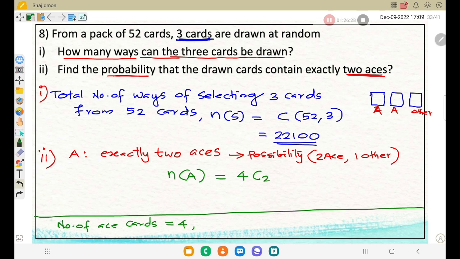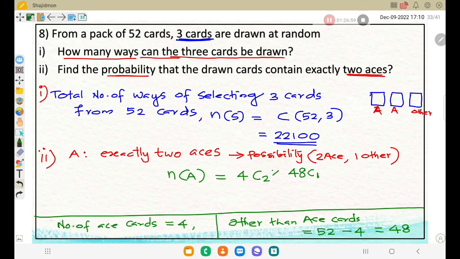So other than ace cards, how many cards will be there? In total we have 52 cards. Out of this, subtract the ace cards. So 52 minus 4, how many cards will be there? 48. From this 48, how many cards do we need to select? We need to select one card. So what we do is 48C1.